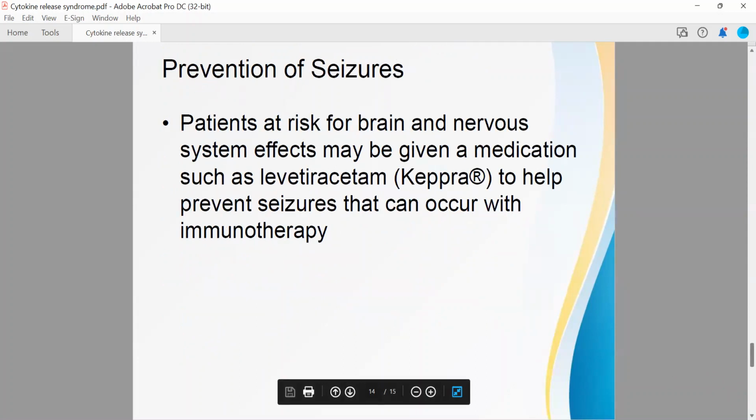Prevention of seizures, as we have seen in the neurological clinical symptoms, how we can prevent seizures. Patients at risk of brain and nervous system effects may be given a medication. So when a patient gets a seizure, we can go for a medication called Keppra or levetiracetam to help prevent the seizures that can occur with immunotherapy.